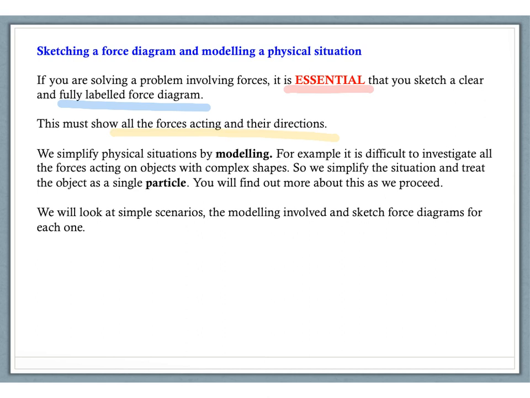Now, let's have a look at this concept of modelling. We use this to try and simplify a physical situation. For example, if an object has a particularly complex shape, it's very difficult to investigate how all the forces act on it, the directions in which they're acting, for example. So we simplify the situation and we treat the object as a single particle. This is one very simple example of a model that we use, and you'll find out more and more about this as you get further into the forces topic.